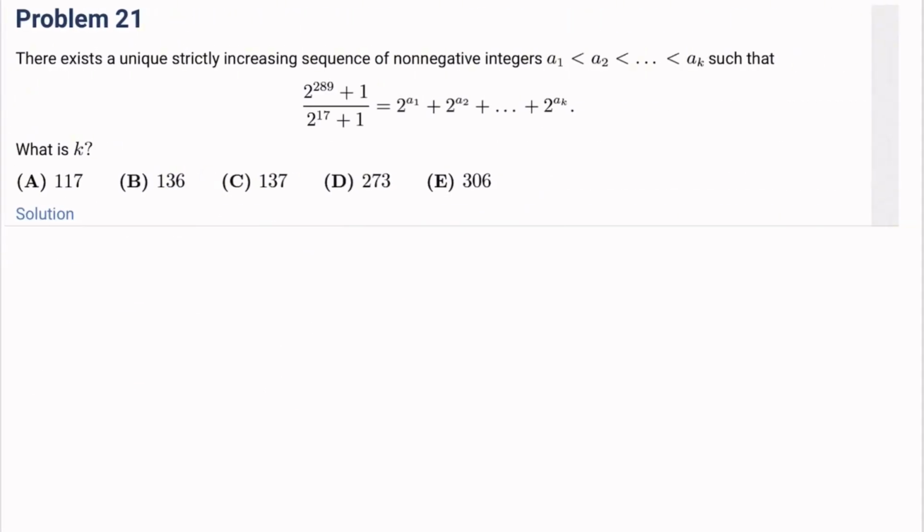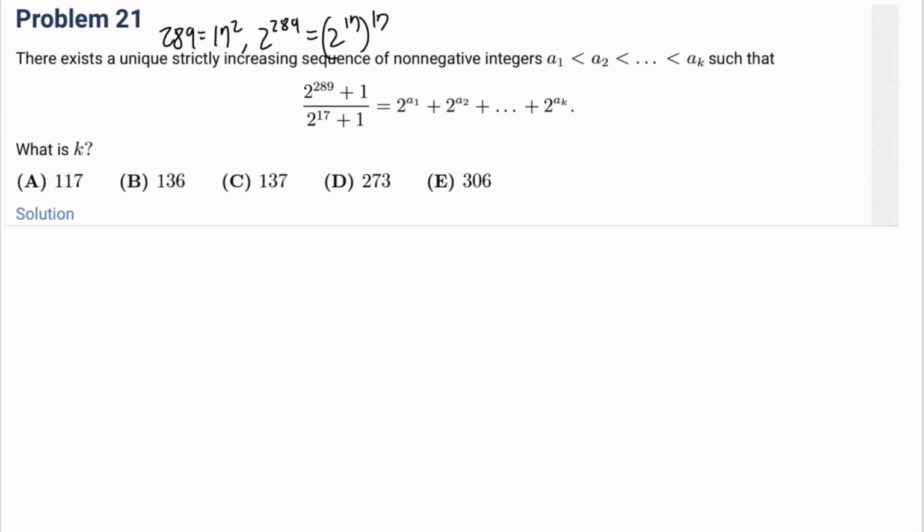Number 21. There exists a unique strictly increasing sequence of non-negative integers a1 all the way to ak such that this is satisfied. What is k? Right. So the first thing that we have to do is notice that 289 is 17 times 17. So 289 equals 17 squared. And so 2 to the 289 equals 2 to the 17 to the 17th power.